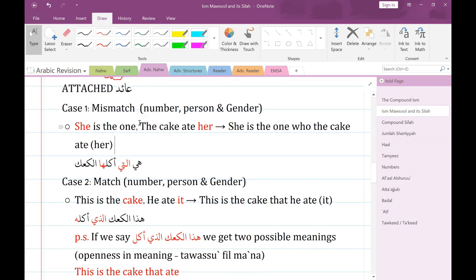Okay, why am I confused? I'm sorry, guys. It's been a while since I made this note. So she is the one. The cake ate her. She is the one who the cake ate her.